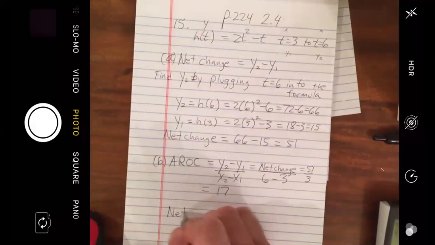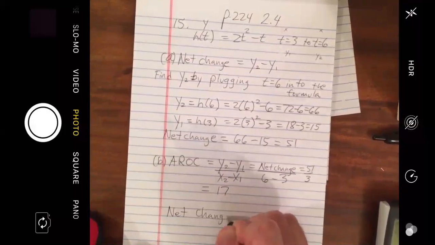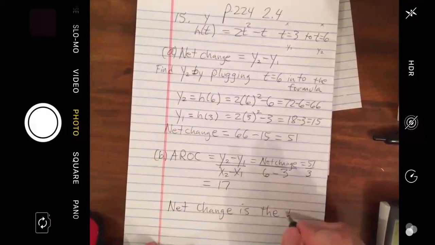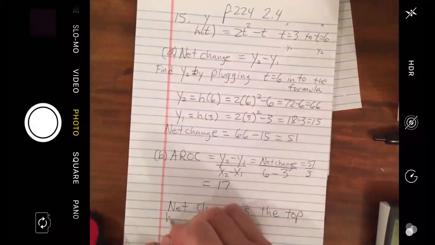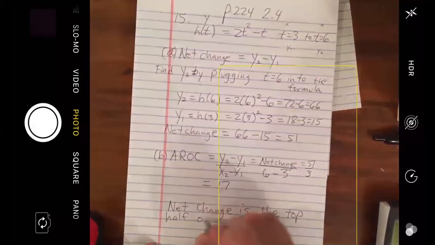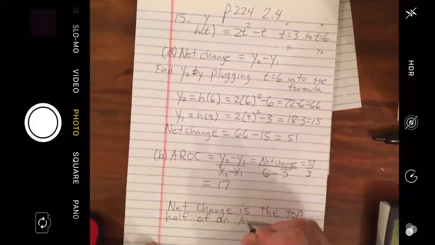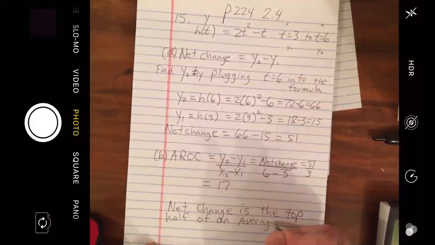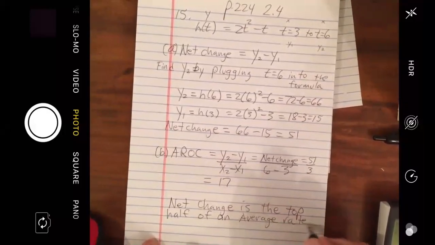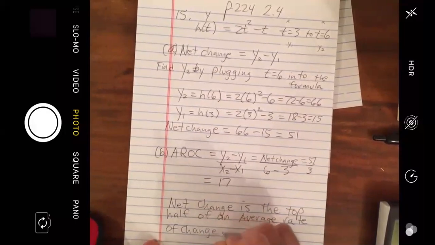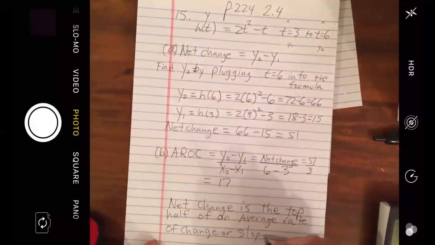Net change is the top half of an average rate of change problem or slope problem.